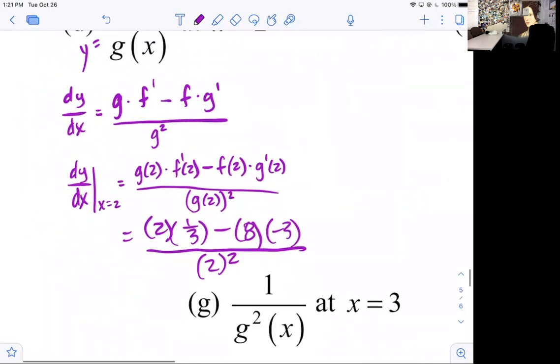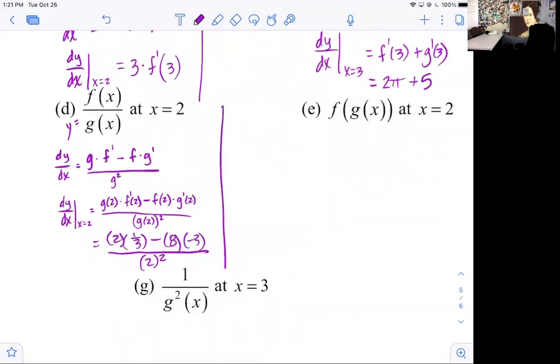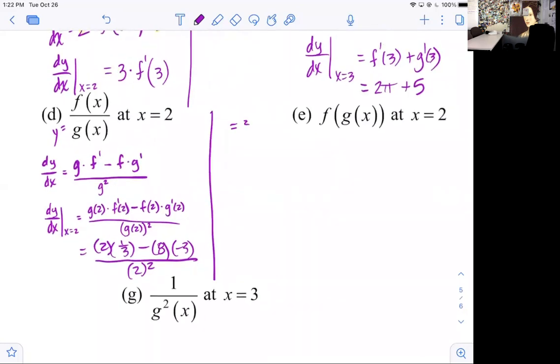Everything's still clearly labeled. You don't need to bring down the left-hand side once you set it up, but you do got to line the equal signs up. And then we'll keep going. When you start a new column, again, you don't need to bring the left side along with you if you don't want to. You certainly can. This ends up being 2/3 plus 24 all over 4.